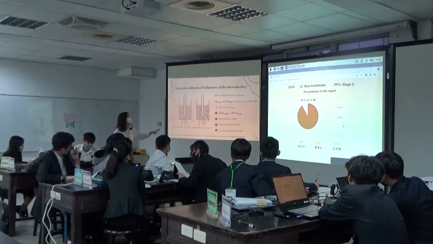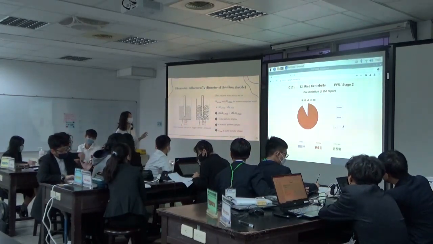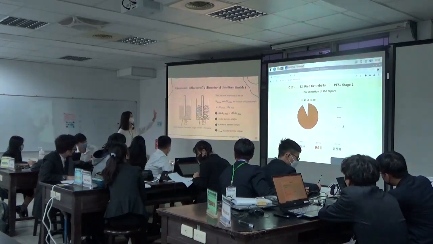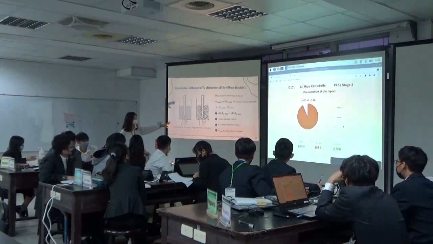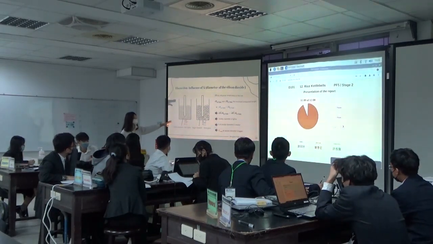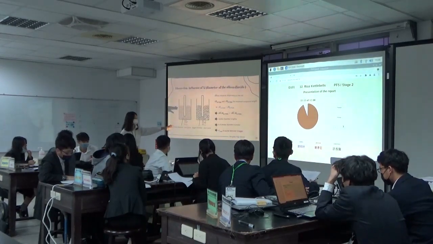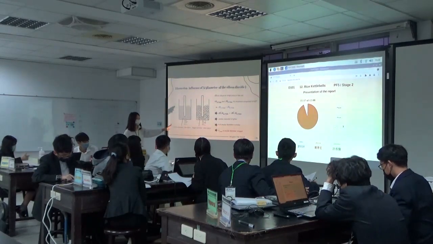And here is the second discussion. It's the influence of K, that is the diameter of the silicon dioxide, when X is the same. We can see that the smaller diameter is tighter. The smaller diameter will be tighter, and K of the smaller diameter is smaller, and the maximum friction is smaller.